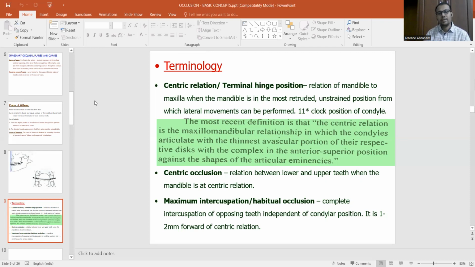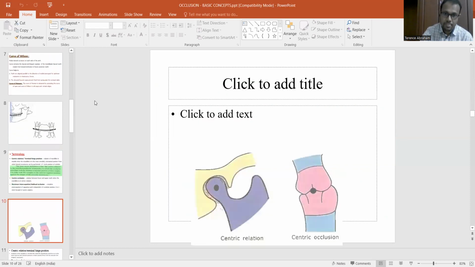What is maximum intercuspation or habitual occlusion? It is the maximum intercuspation of opposing teeth, which is independent of the condylar position. The maximum intercuspation or habitual occlusion is 1 to 2 mm forward to the centric relation.